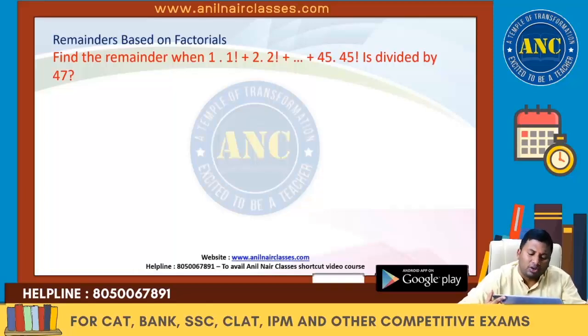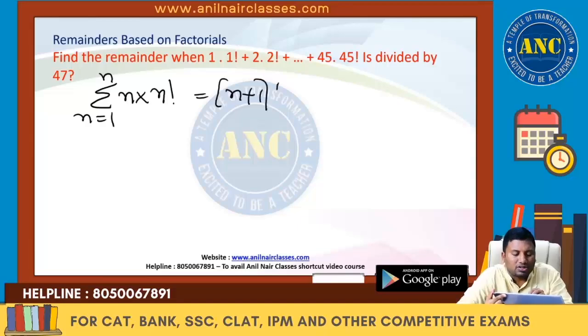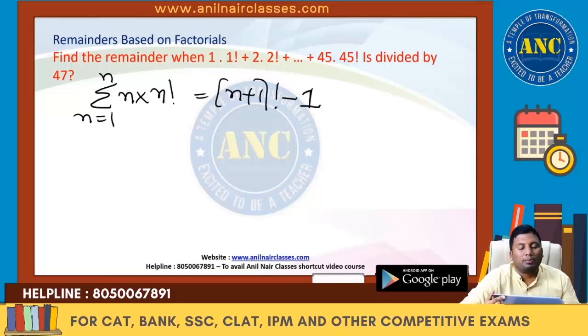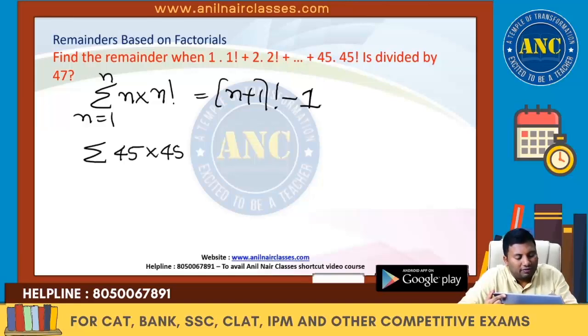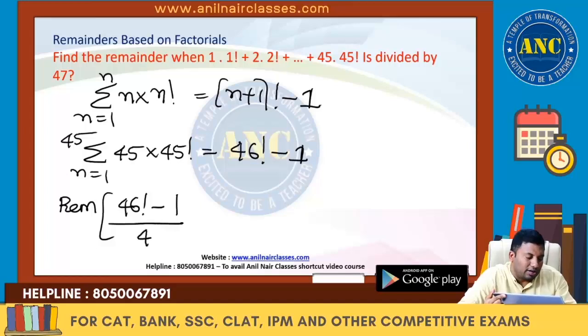1 into 1 factorial, 2 into 2 factorial and so on up to 45 into 45 factorial. In session 1 we discussed the sum of n into n factorial, n from 1 to n. It is nothing but n plus 1 factorial minus 1. I gave the proof in the first class. So this is nothing but the sum of n into n factorial for n from 1 to 45. This is nothing but 46 factorial minus 1. So here we divide 46 factorial minus 1 by 47.